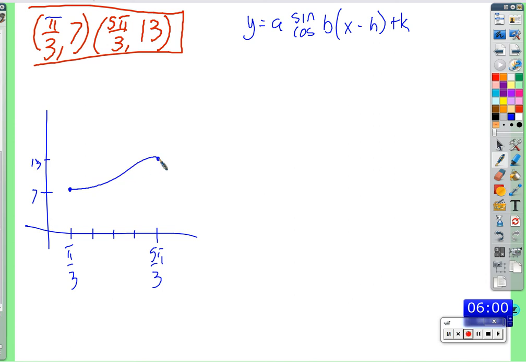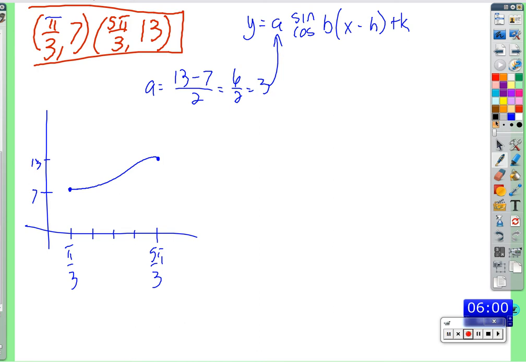So fire away, what things do we know? Period or amplitude? Okay, amplitude. How big is the amplitude? It's 3. How did you figure that out? I did A equals 13 minus 7 divided by 2. There you go, easy. 13 minus 7 is 6, divided by 2 is 3. So there we go. Part 1.